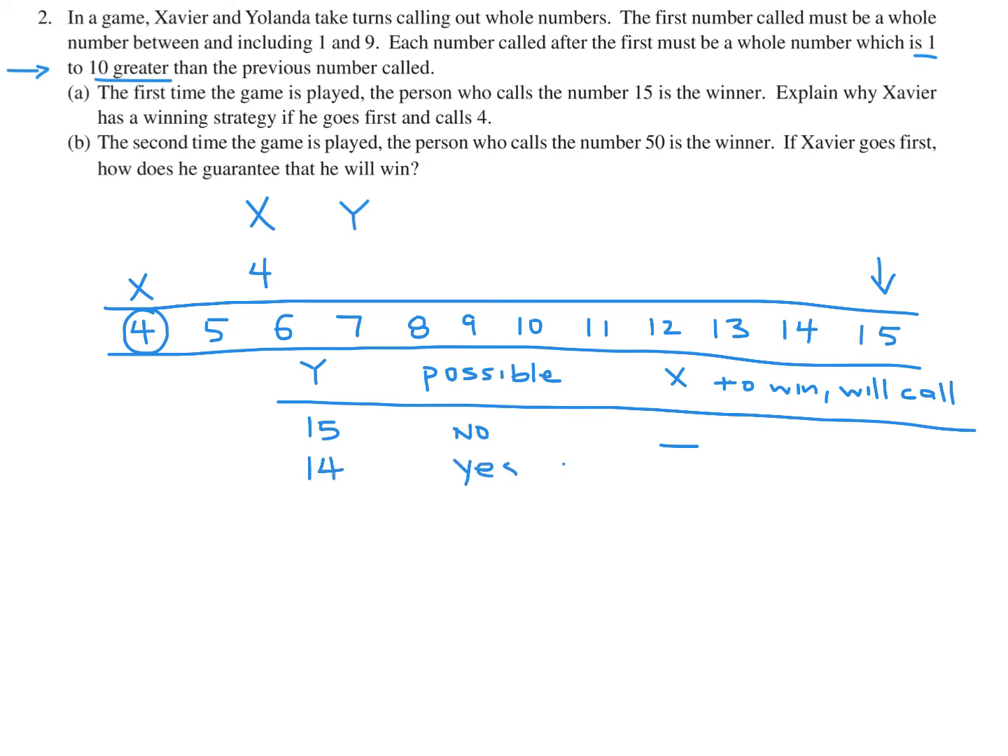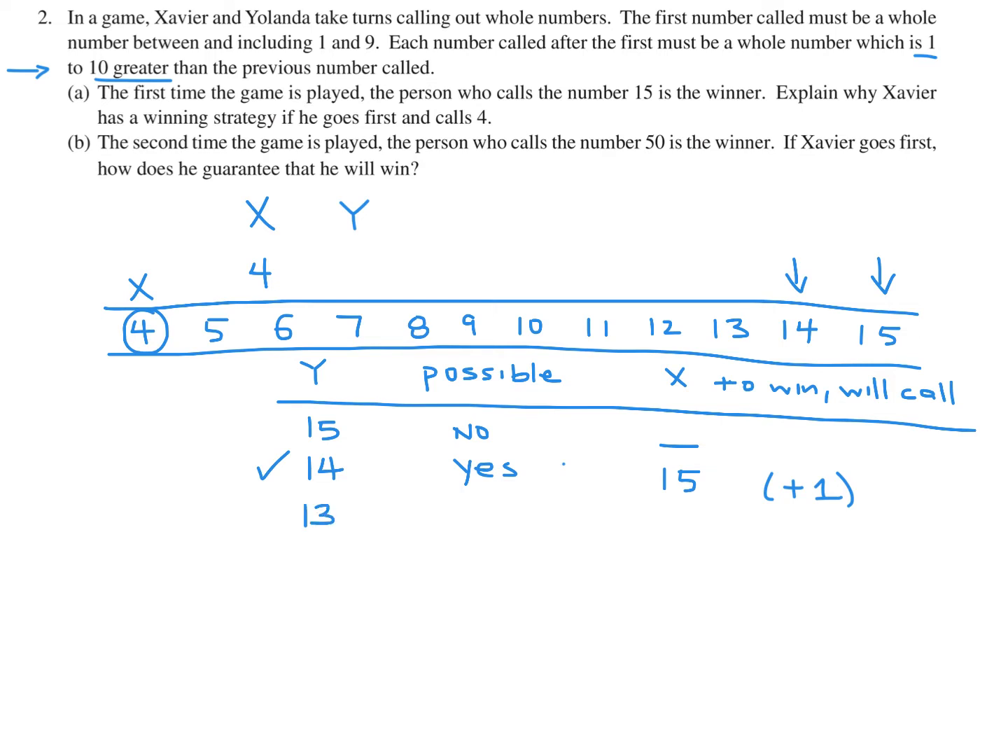Okay, let's keep going. Can y call a 14? And the answer is yes, because 14 is 10 more than the previous number, so that is part of the criteria. Okay, so if that is true, what does x need to call? Well, x needs to call 15, obviously, to win. And can he do that? And the answer is yes, because 15 is only 1 more than 14. And that's part of the criteria, that the number that is called has to be anywhere from 1 to 10 greater than the previous number. So that is a perfectly legitimate scenario. Got it?